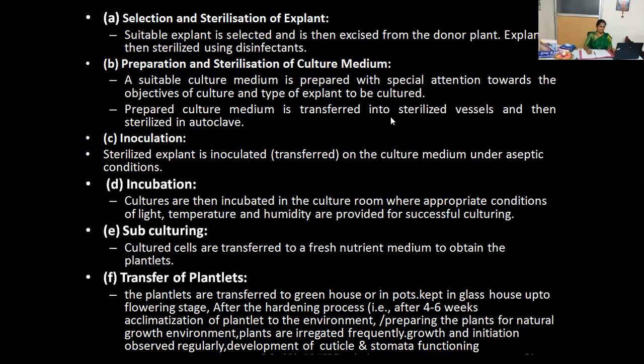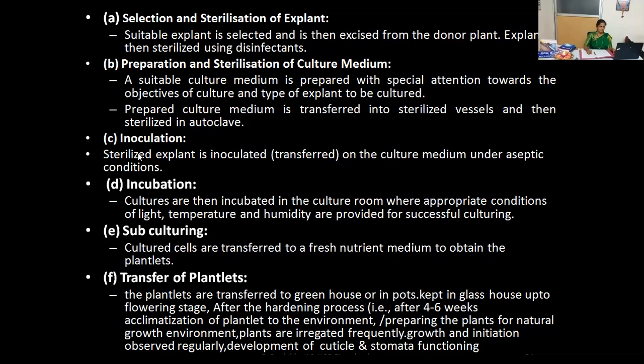The prepared culture medium is transferred into sterilized vessels and then sterilized in the autoclave, because without the autoclave we cannot use any kind of medium. The autoclave is the sterilization process, like the glassware and culture medium are subjected to the autoclave. The autoclave works on the principle of steam under pressure. Steam has a higher penetrating capacity than any other kind of heat. Once autoclaving is done, we will be ready for the inoculation of the explant.